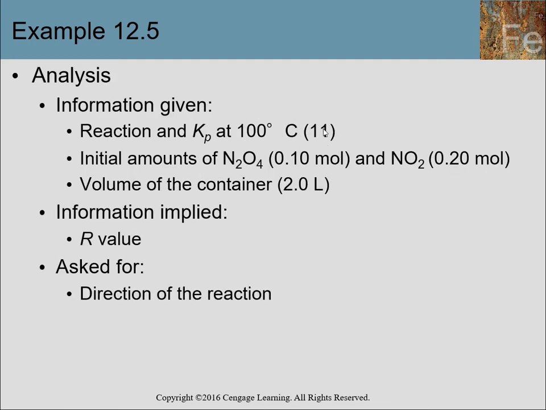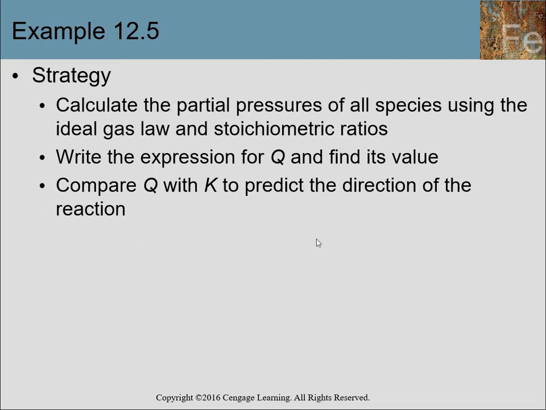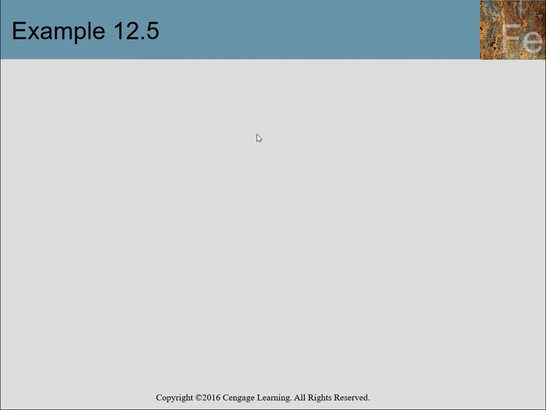So let's look at it. I have my reaction. I have my Kp. I know what it is, it's 11. I know it's at 100 degrees. I know my initial number of moles. I know my initial volume. It sounds like since this is a Kp, I need to get pressure. So I need to figure out what R value to use. And then I have to figure out what the reaction direction is. So the strategy that I would use is I'm going to calculate the partial pressures of everything, put them into the expression and find out what the Q is, and then compare my Q to my KEQ to figure out which direction it's going to go.